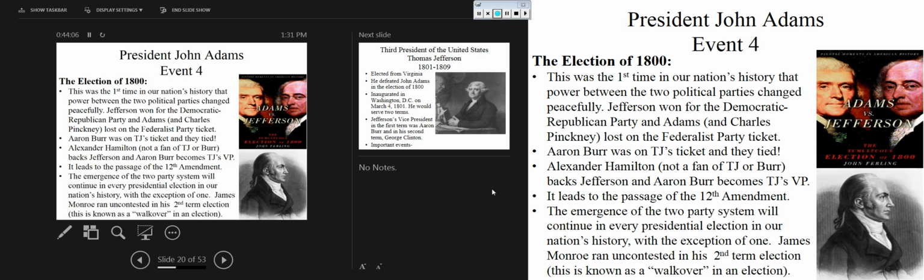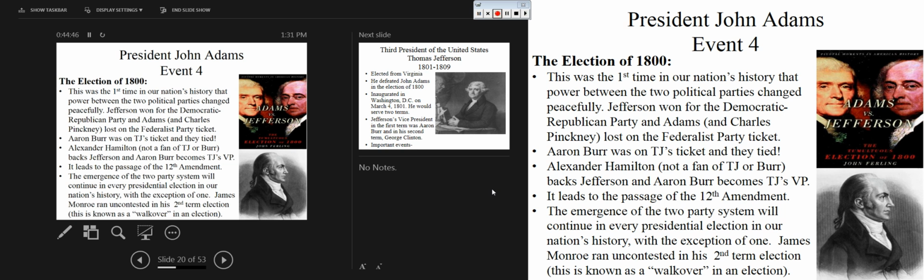And before his first term is out, Burr will duel with Hamilton and will fatally shoot and wound and ultimately kill Hamilton in the pistol duel on Weehawken Heights. What's really important about this election, this is the first peaceful change of power in American history, meaning that our founding fathers, prior to the election of Jefferson, in the three previous elections, had been Federalists. Now we have a Democratic Republican coming into power.